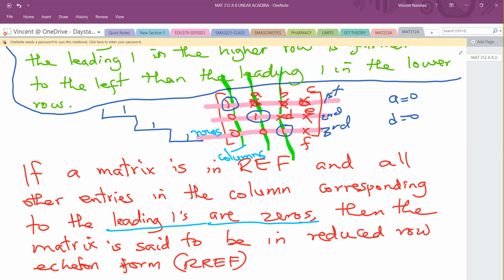What matters is, first, that the matrix is in row echelon form. Once that is satisfied, check where the leading ones are and identify those columns. Apart from that leading 1, everywhere else in that column should be 0. That is what makes the matrix classified as being in reduced row echelon form.